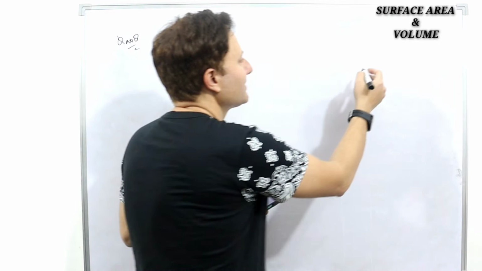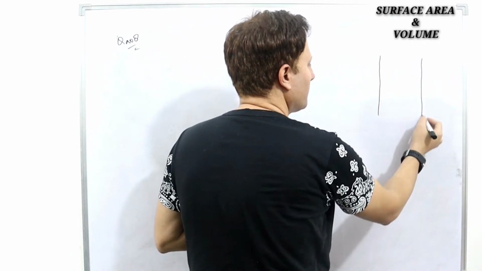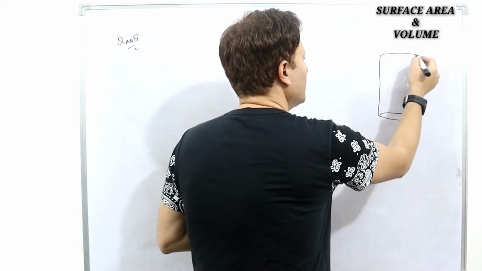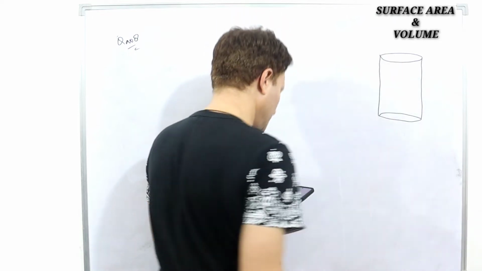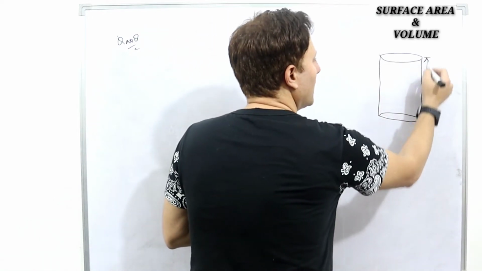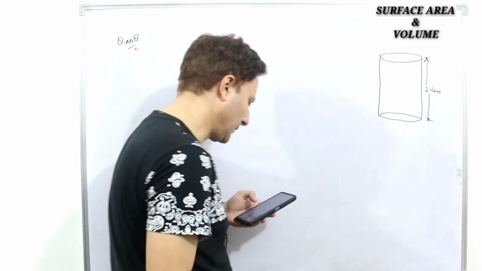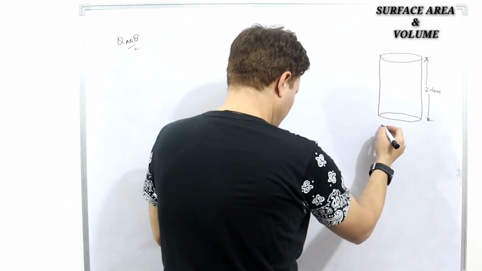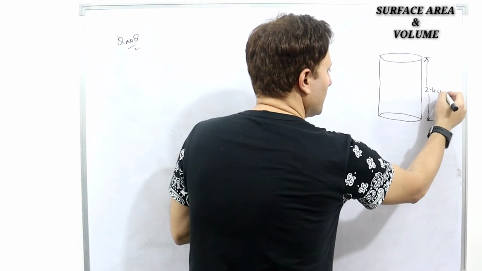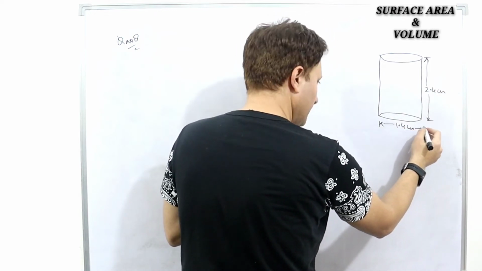So we have a cylinder. So let's make a cylinder here. So this is the shape of the cylinder. Now what are we trying to do here? Of whose height is 2.4 centimeters. So the height of the cylinder is 2.4 centimeters, and the diameter is 1.4 centimeter. Okay, so this is 1.4 centimeter.